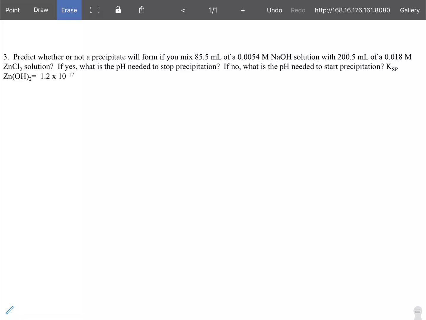All right, on this problem, we're going to do, again, a KSP problem, but in this case, it's a Q. So basically what a Q is: will a precipitate form or not? Now, I don't want to write that out, neither does anybody else. So remember, precipitate is abbreviated PPT. So anytime they ask you, will a precipitate form, then it's a Q problem.